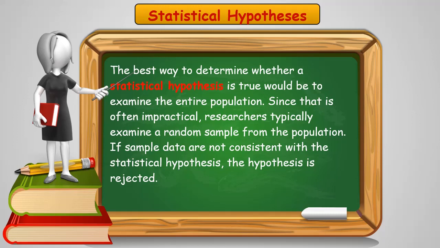The best way, of course, to determine whether a statistical hypothesis is true would be to look at the entire population. But more often than not, that's impractical, and researchers typically have to deal with a sample of the population. If the sample is not consistent with the statistical hypothesis, the hypothesis is going to be rejected.